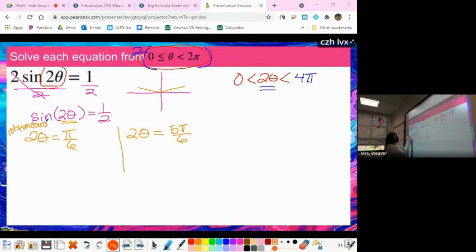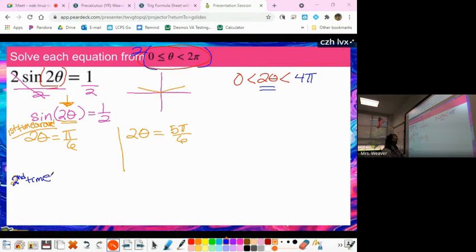Okay, why am I going a second time around? Because if thetas are going to be between 0 and 2 pi, and I'm solving for 2 thetas, I multiply that by 2, and 2 thetas are going to be between 0 and 4 pi. So we've got to go a second time around the circle to get all the way up to 4 pi. So my second time around, let me change colors.